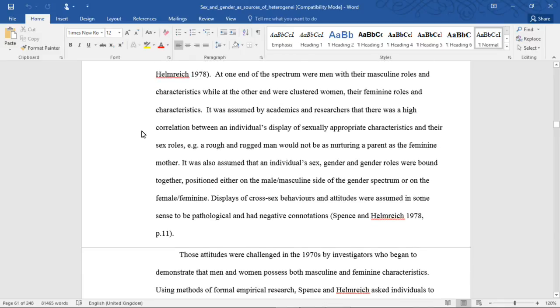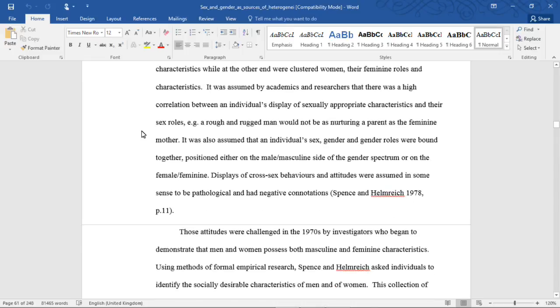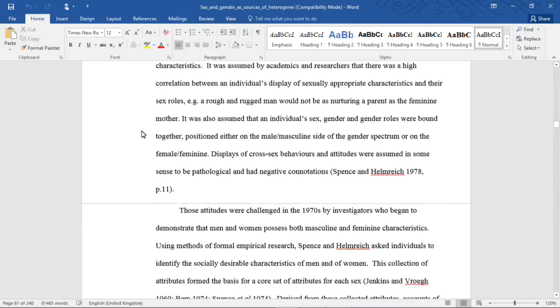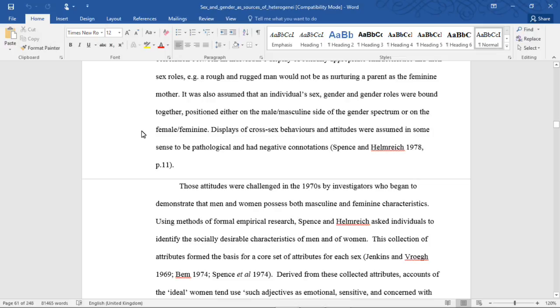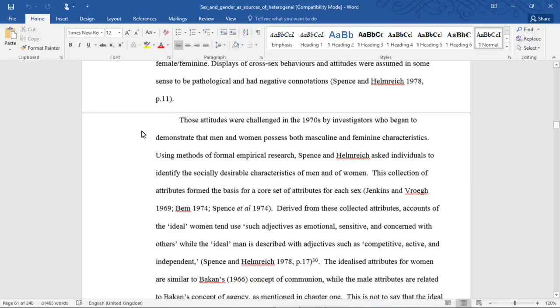It was assumed by academics and researchers that there was a high correlation between an individual's display of sexually appropriate characteristics and their sex roles. For instance, a rough and rugged man would not be as nurturing a parent as the feminine mother. It was also assumed that an individual's sex, gender, and gender roles were bound together, positioned on either the male-masculine side of the gender spectrum or on the female-feminine. Displays of cross-sex behavior and attitudes were assumed in some sense to be pathological and had negative connotations.